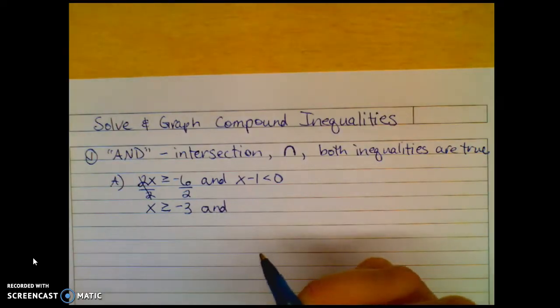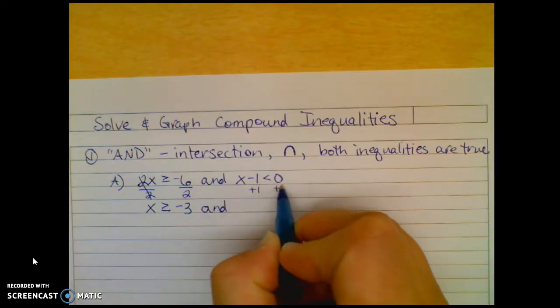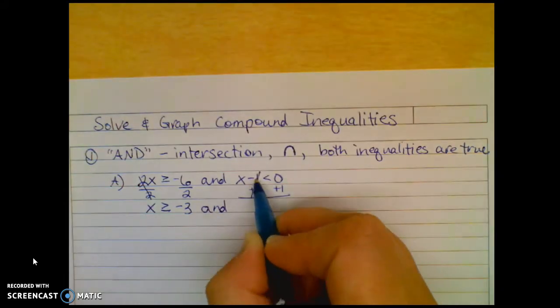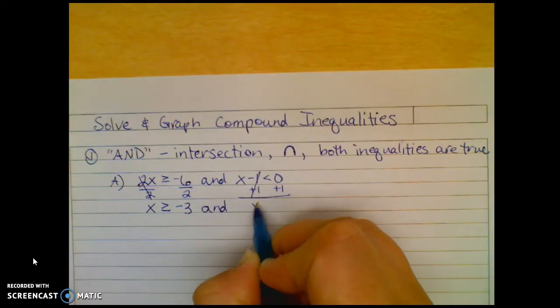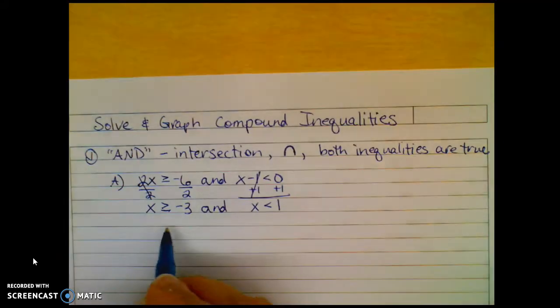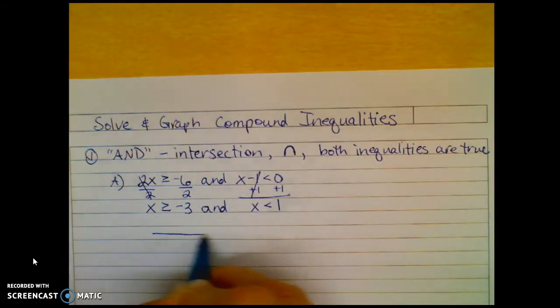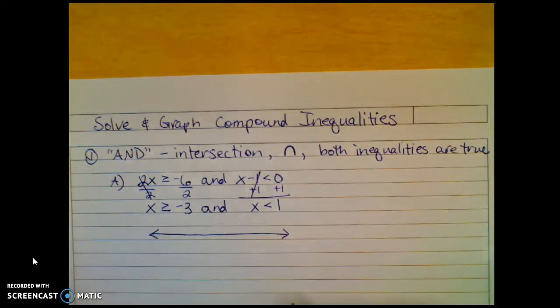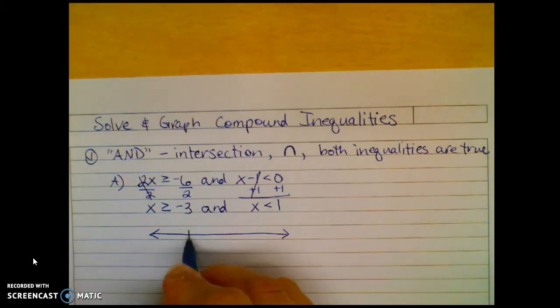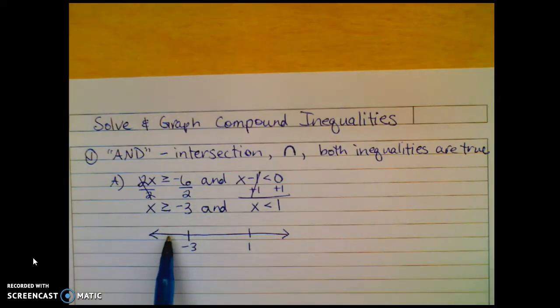And then we would solve the second one. This one we need to add 1 to both sides because negative 1 plus 1 is 0. So we get x over here is less than 1. Okay, so we have actually solved this algebraically. So let's graph it. We just need a number line, and we need to put our boundaries in. So negative 3 and 1. And then we need to check the sections for whether it is true in both cases or not.